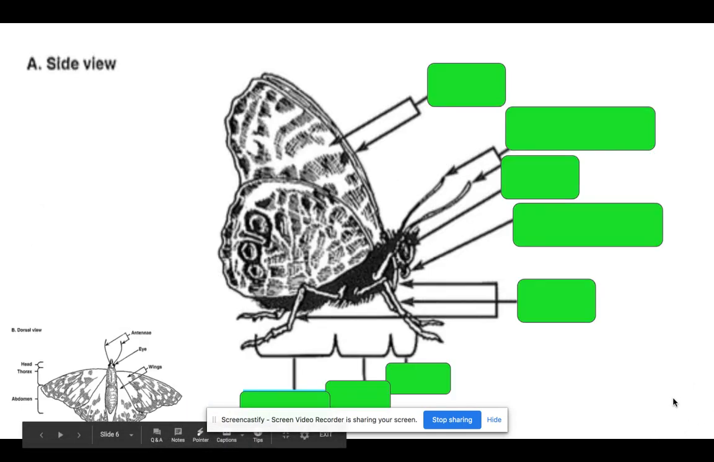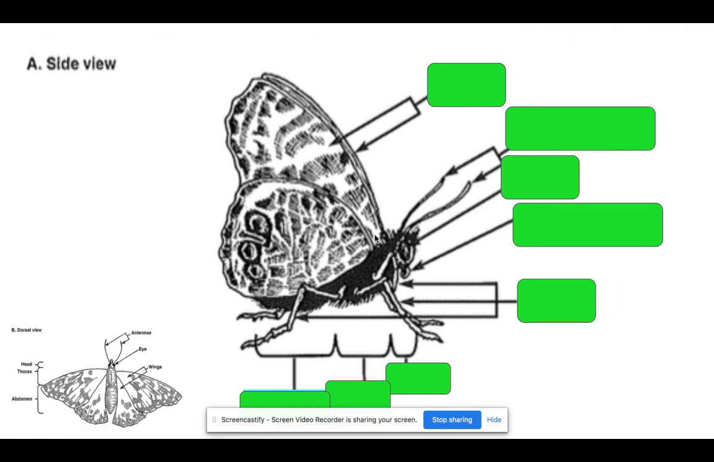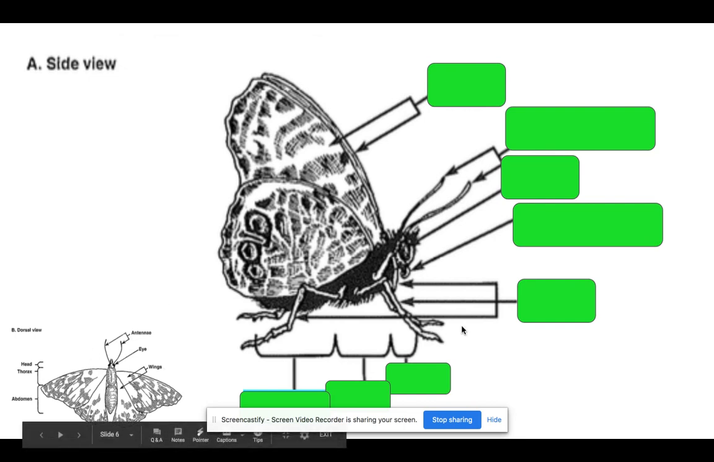So those body parts, we have two different views here. You'll see that we have the side view and we also have the dorsal view here. The side view allows us to see all of the body parts, but the dorsal view might show you a little bit more detail on some of the body parts.